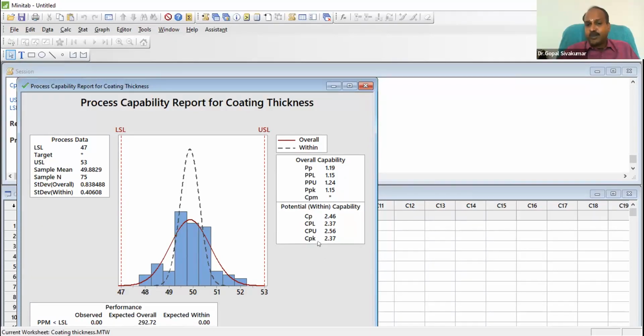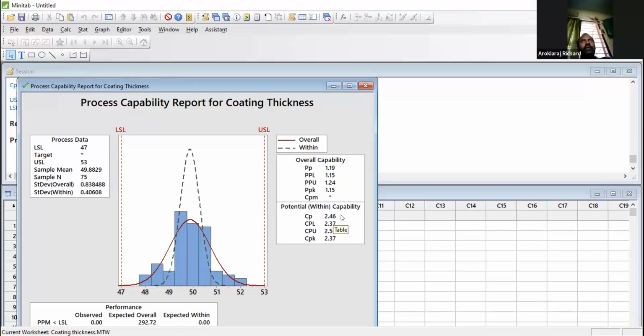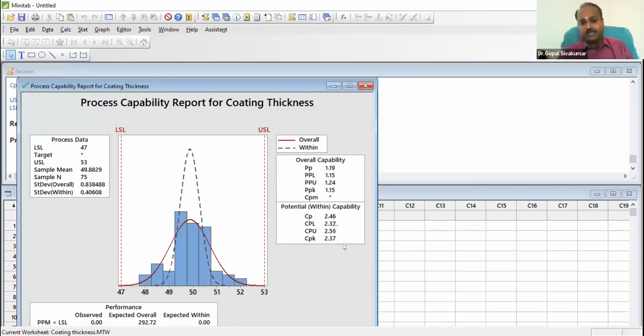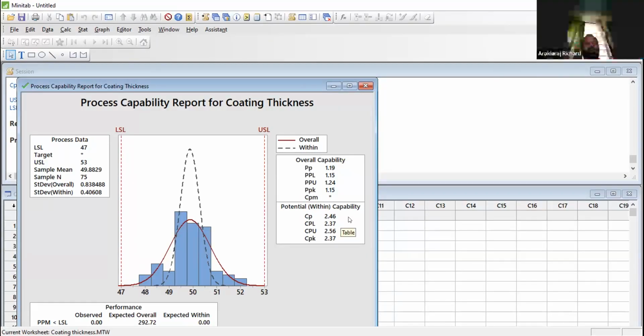And moreover, CPK is close to CP. What is it telling you? You are almost at your best. Central tendency and variation, both you are controlling very well. CPK appearing close to CP means you are currently at your best. So our graph is also showing that. Your capability is close to the potential you got.